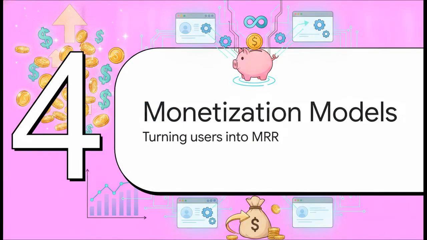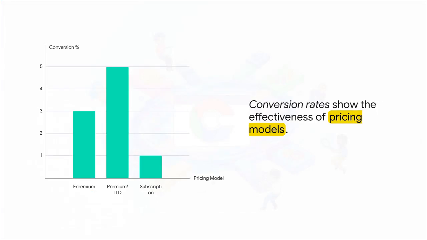Section 4. Monetization models that work, turning users into monthly recurring revenue. Let's look at the numbers. When analyzing conversion rates by pricing model, a pure subscription model generally has the lowest immediate conversion rate, hovering around just 1 to 2%. Premium lifetime deals, or LTDs, boast the highest at up to 5 to 8%, making them amazing for upfront cash flow, especially for niche developer tools. But the freemium model sits right in the sweet spot, beautifully balancing broad distribution with solid conversion.